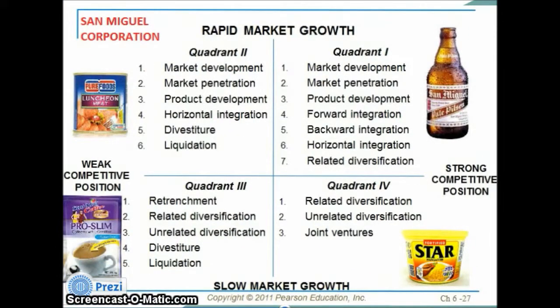Now let us have an example in a local setting. Let's say San Miguel Corporation. San Miguel Corporation has different kinds of products. We can see here in the diagram the 4 quadrants and their corresponding strategies. Now let us examine one of San Miguel's products. Star Margarine is located in quadrant 4 because it has a strong competitive position but slow market growth. Now the manager can choose among the strategies located in quadrant 4. For example, the manager can diversify to more promising growth areas of the product.